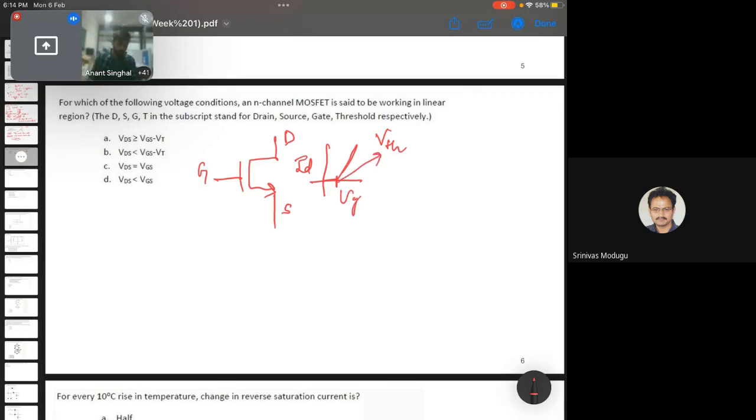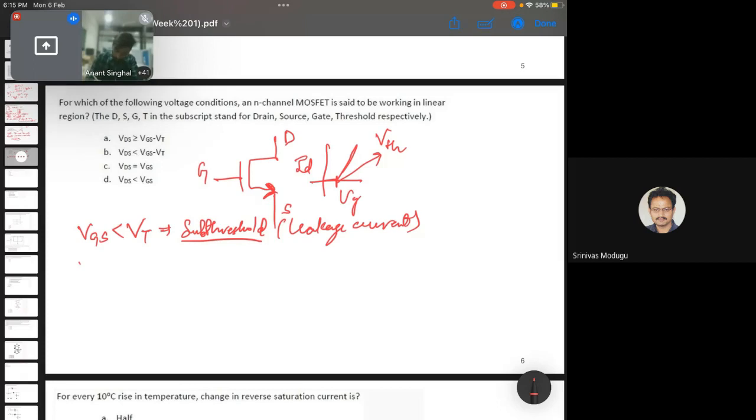For a transistor, there are a few basic conditions, and I'm talking about NMOS, not PMOS. For NMOS, the first basic condition is when VGS is less than VT, the transistor does not conduct. This is basically the subthreshold region. In the subthreshold region, there is no conduction. There is only leakage current present in the device.